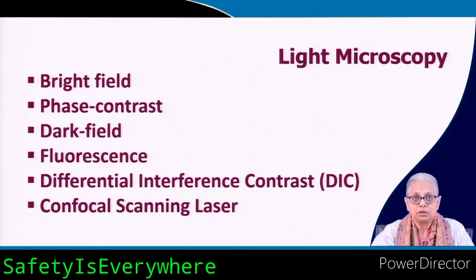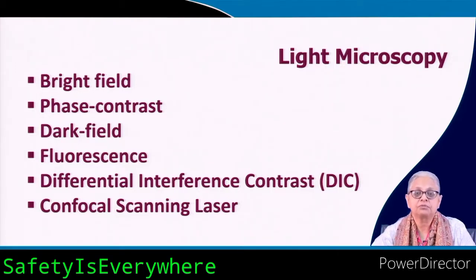How do we resolve objects? What are the limitations when we are trying to resolve objects under the microscope? So that's what we're going to cover in this particular part. And like I said, this part is light microscopy, and that's what we're going to focus on.